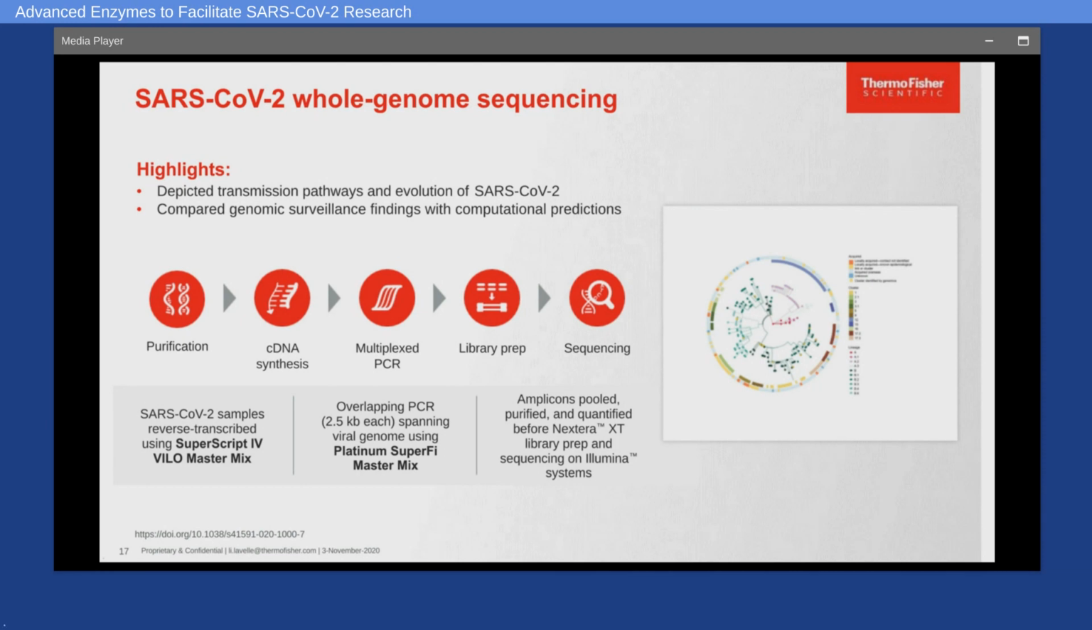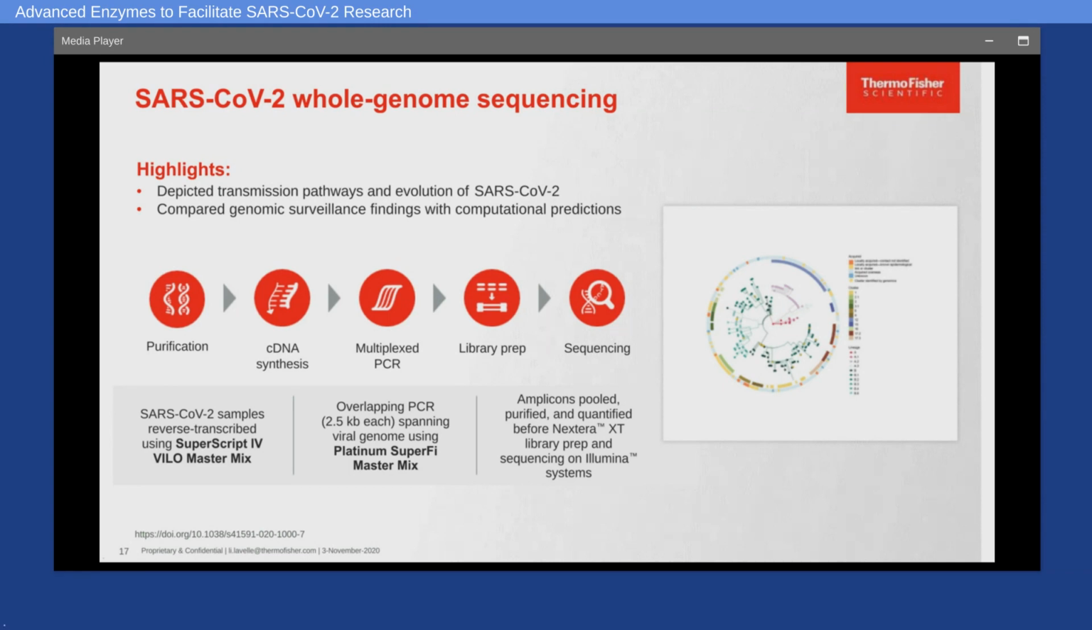They collected clinical samples with positive RT-PCR results. These samples were reverse transcribed using SuperScript IV VILO master mix. The viral cDNAs were amplified by multiplex PCR with Platinum SuperFi PCR master mix. Amplicons were then pooled, purified, and quantified, followed by library prep using the Nextera XT library preparation kit.